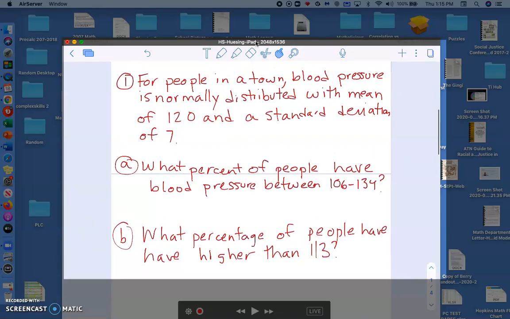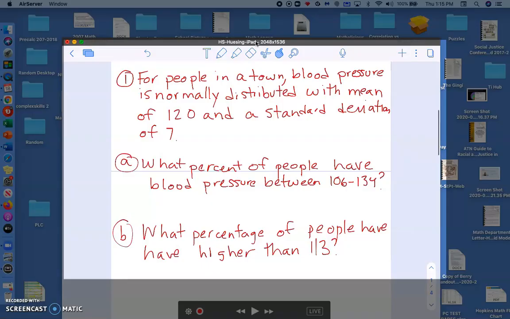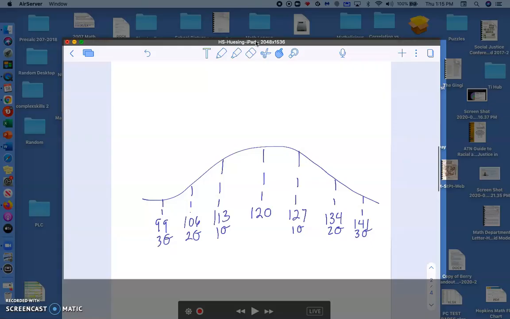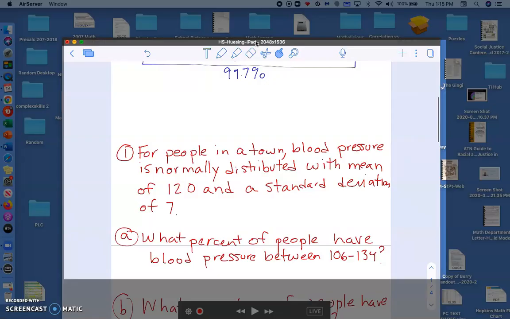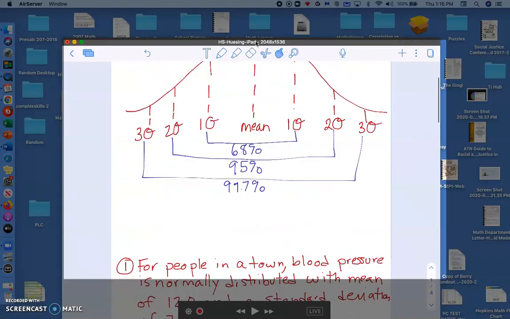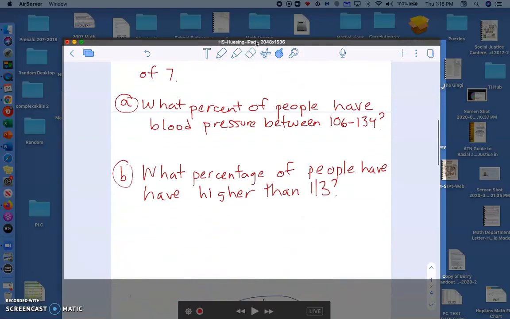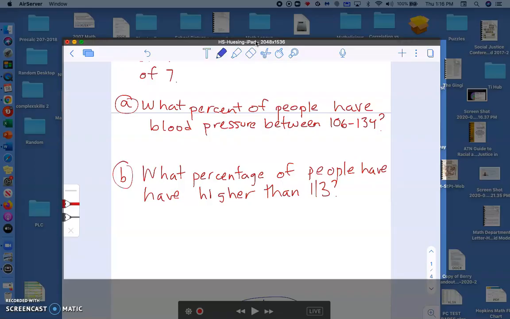So our first question, what percent of people have between 106 and 134? So if I was to take a look at that, here's 106, here's 134. We'll notice both of those are at 2 standard deviations. So if I go back up here, within 2 is 95% of our data. So what percent of people have between those values? That would be 95%.